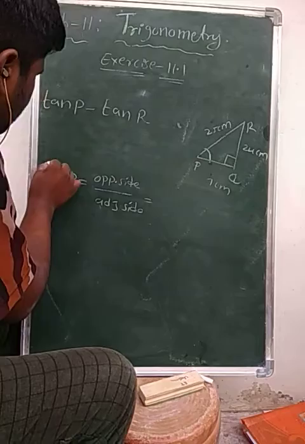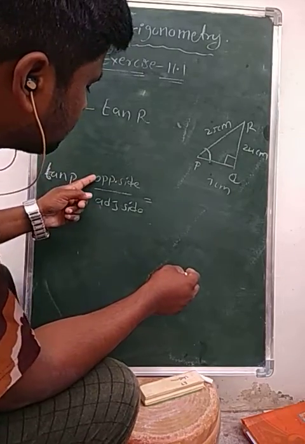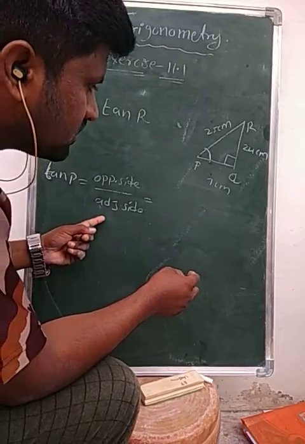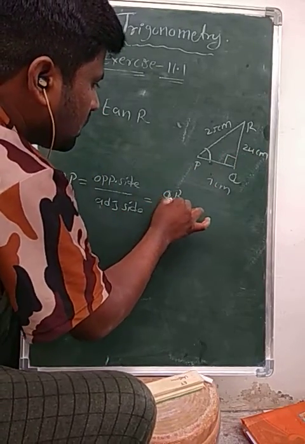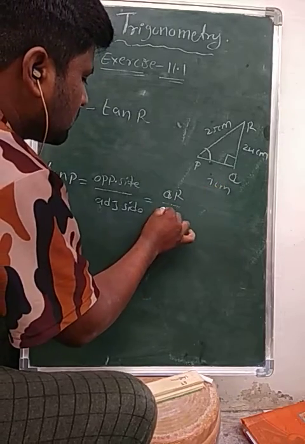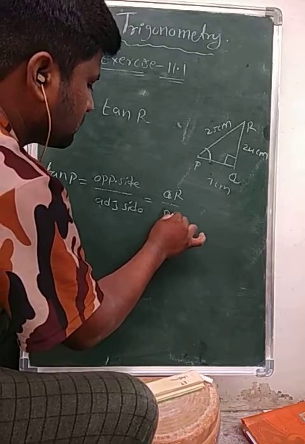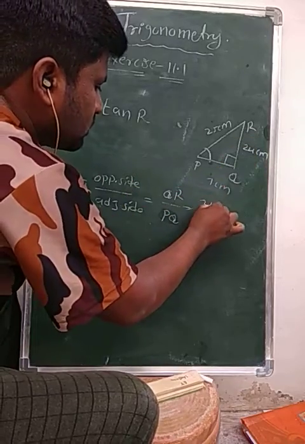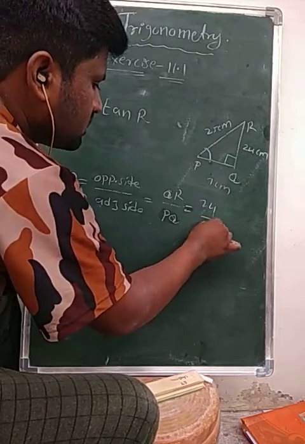So tan P means, in the tan ratio, the length of the opposite side by the length of the adjacent side of angle P. So that is QR by QP, or PQ. QR is 24 and PQ is 7.